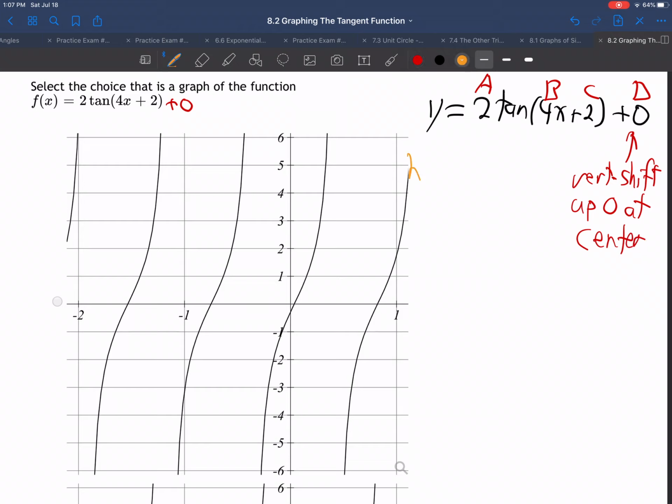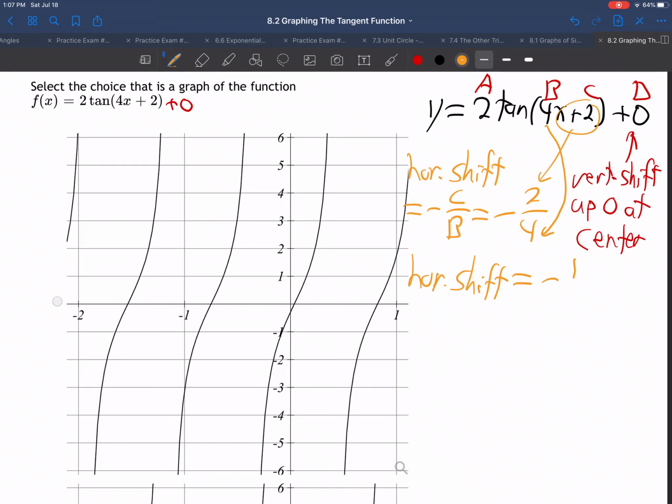Then let's calculate the horizontal shift, the sideways shift, and that formula is negative c over b. If you look on the notes, negative c 2 over b 4. So the horizontal shift simplifies to be negative a half, doesn't it? So that means the center is back a half up 0, right? Because the horizontal shift is the x, the vertical shift is the y. So the center is back a half up 0.